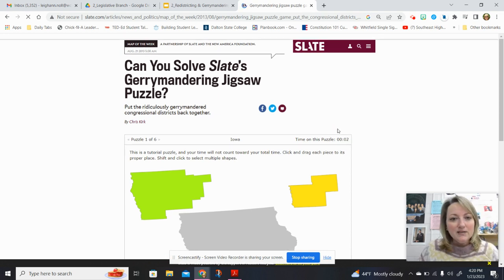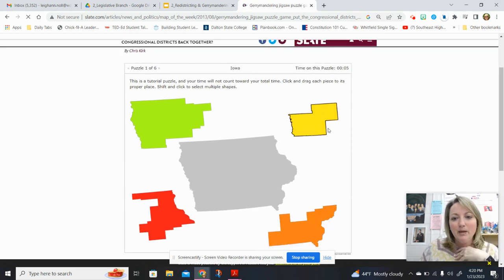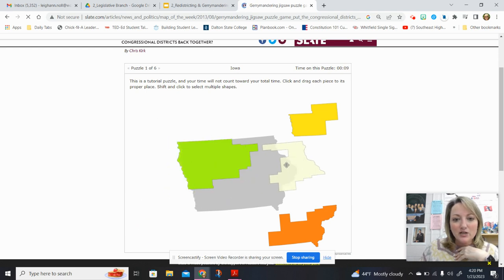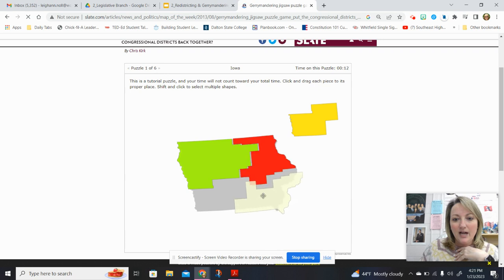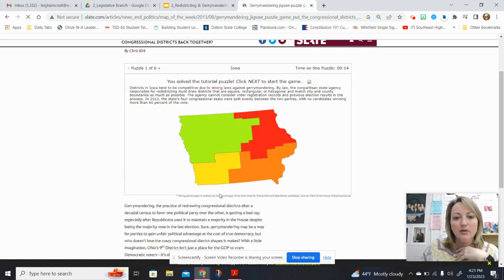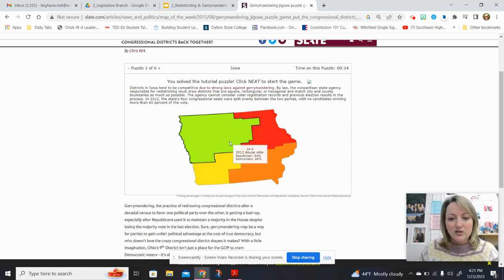I don't know if any of you have seen it or done it, but basically, it gives you puzzles based on actual lines and actual districts in these states. You put the puzzle together, and once you do, it gives you information about that state and how they draw their districts. You can hover over the districts, and it will tell you percent of the vote and how they voted in recent elections. This was in the 2012 election, sorry. Voted Democrat and voted Republican.